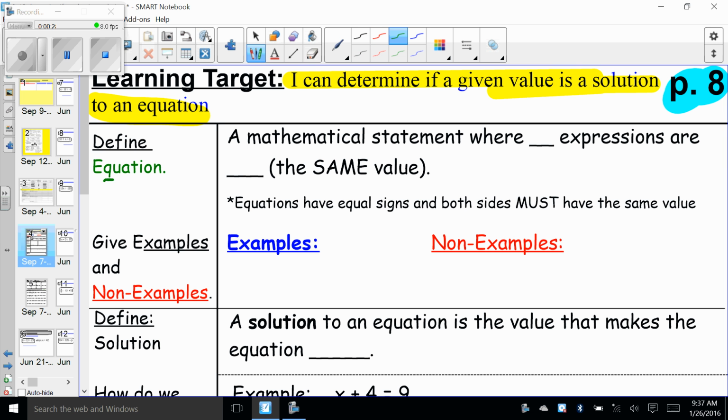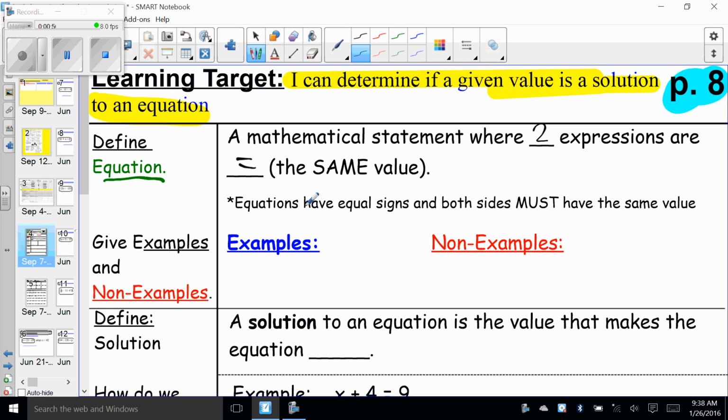So we're going to be working with equations today. You should have seen equations before in math. You should think of equation as equals. There's an equal sign in an equation. So it's a mathematical statement where two expressions are equal, which means they have the same value. So you should go ahead and fill those in. A mathematical statement where two expressions are equal. They have the same value.